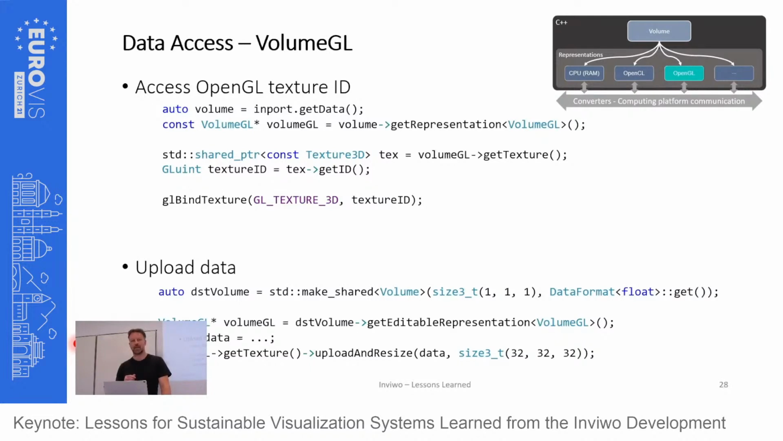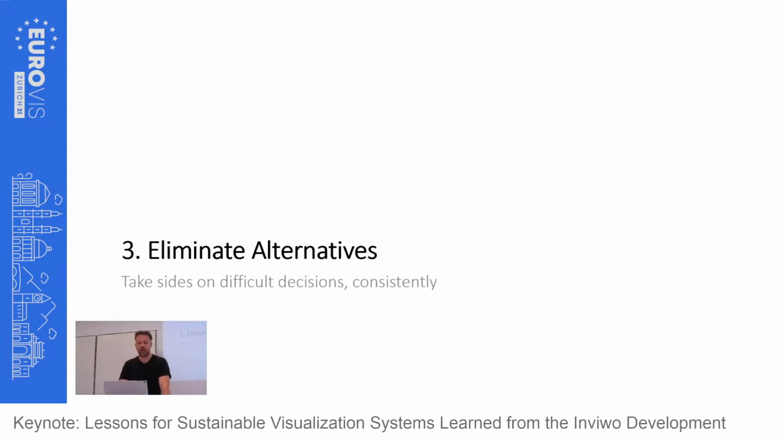But I also said abstract, abstract, abstract, but do not over-engineer. So at some point you need to draw a line. You can't abstract everything, because then you certainly will over-engineer. And therefore, at some point you have to eliminate alternatives, and you have to take sides on difficult decisions, and you should do this consistently. And here I would like to talk about a few examples where we have discussed this at great length, and we have actually taken sides and hopefully have done it in a good and consistent manner.